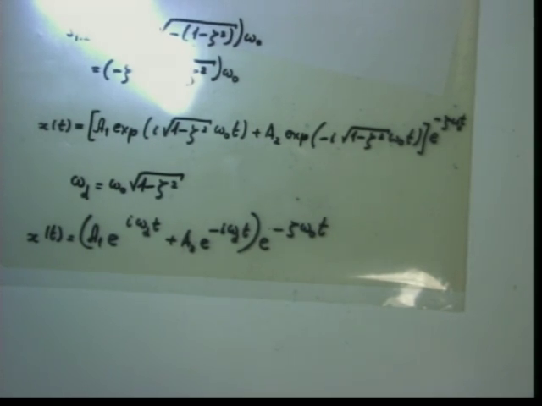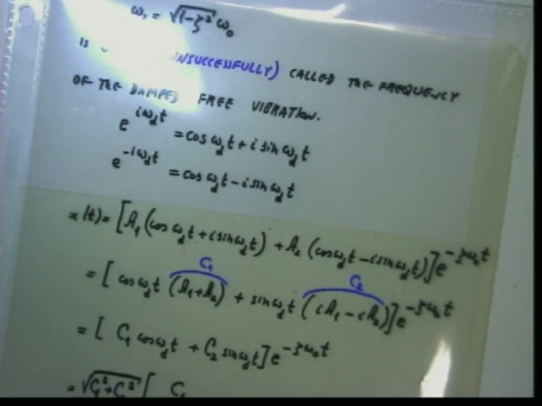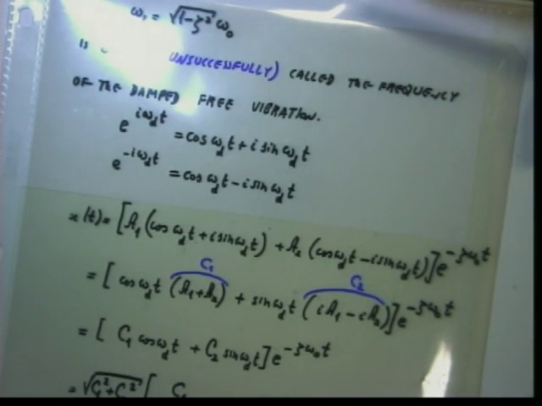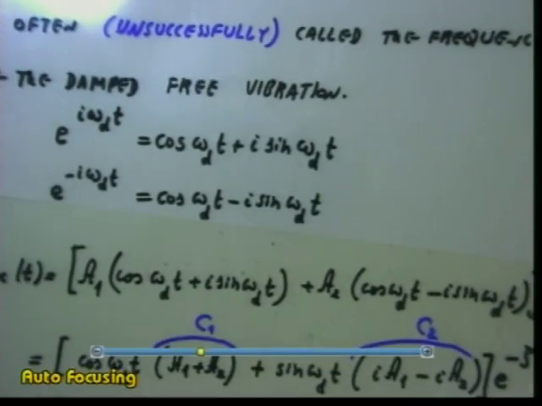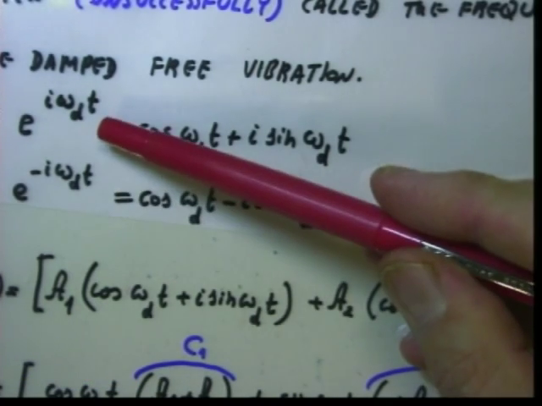Are we done with this? So I'm going to the next page. I just rewrote this omega d again. It's called frequency of the damped free vibration, or just damped frequency. Now we have this e to the power i omega d t.